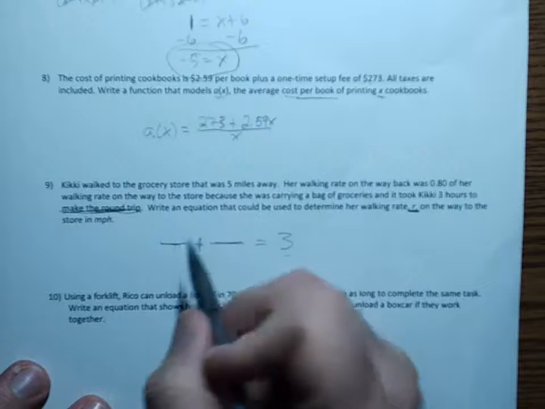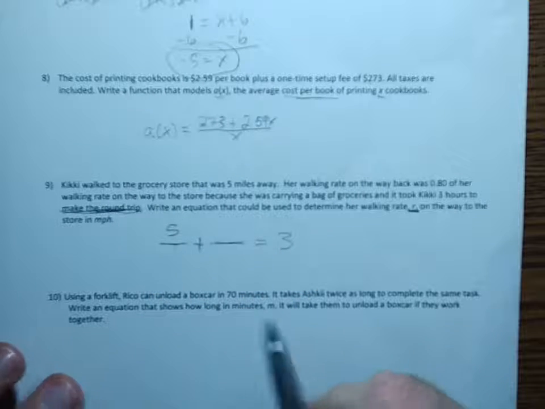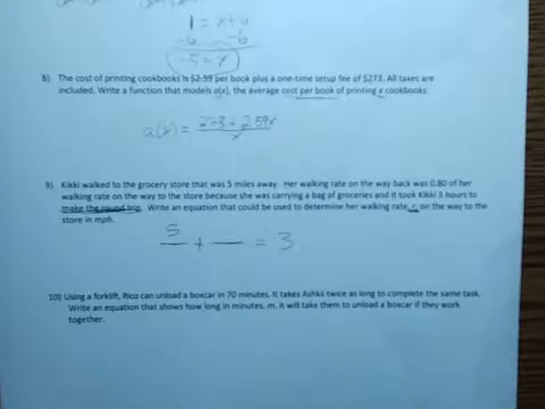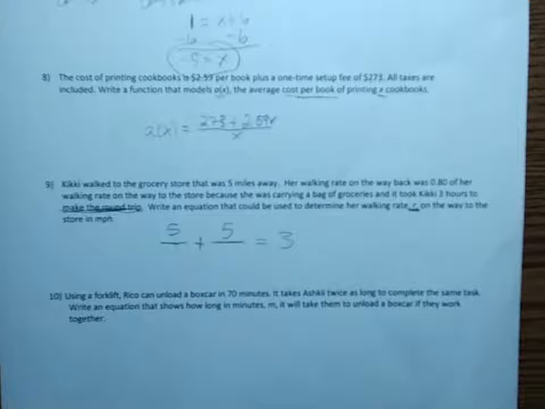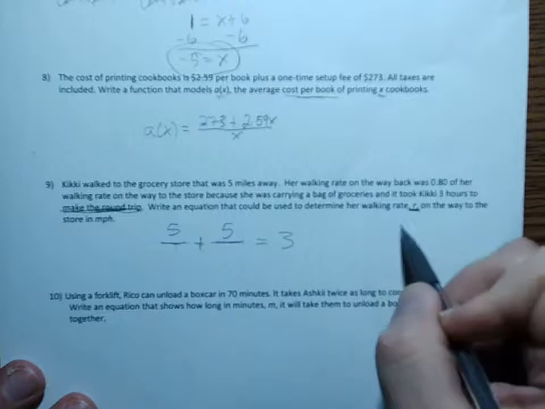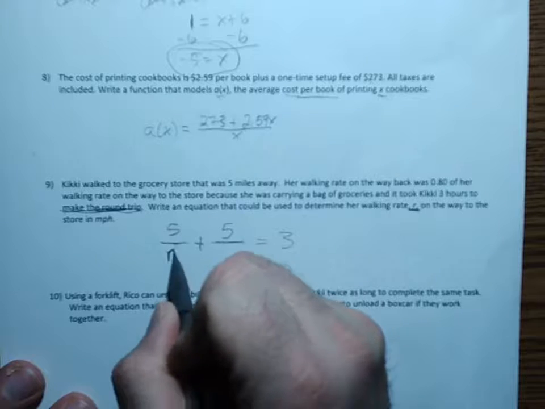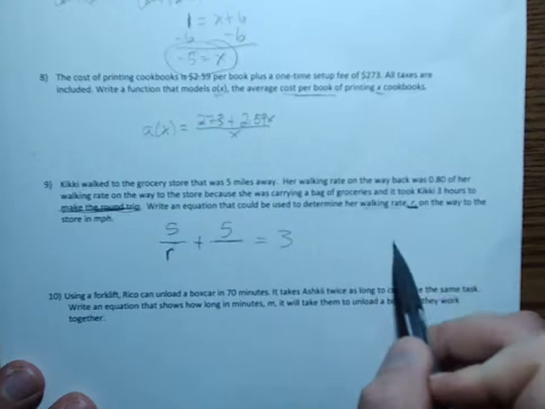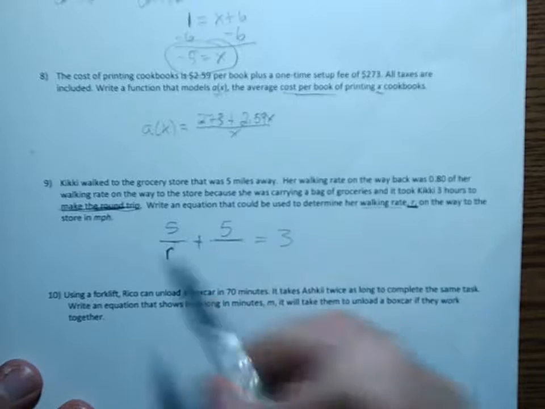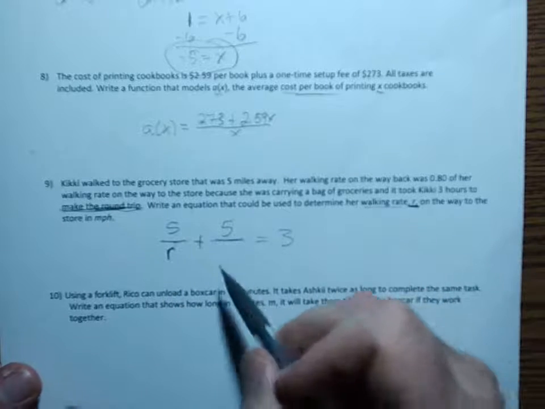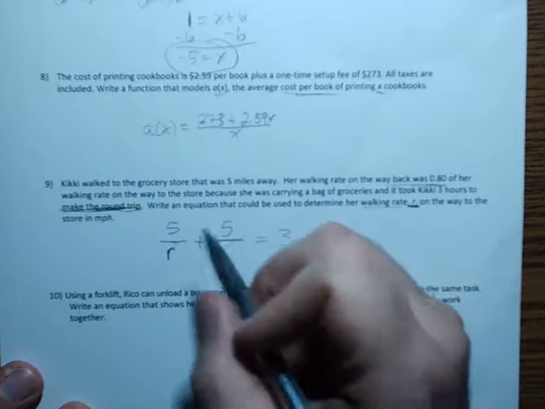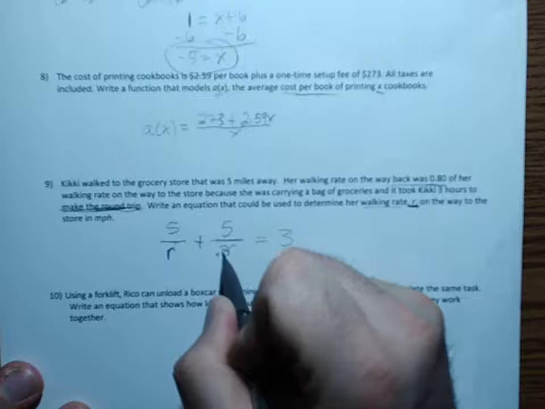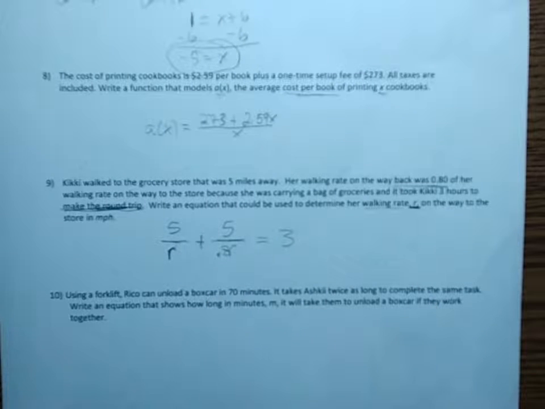Now we know going to the grocery store, it's 5 miles. So the grocery store is 5 miles away from her house, and she's going to walk back to her house. So it's going to be another 5 miles. It's going to be the same distance in both sections of the trip. And we know that her rate walking there is going to be R, right? R is her walking rate on the way to the store. So we'll put that there. What's different is on her way back, her rate was 0.8 of her walking rate. So we would take R and we would multiply it by 0.8. That's going to give us our equation.